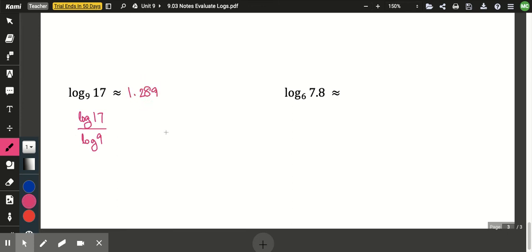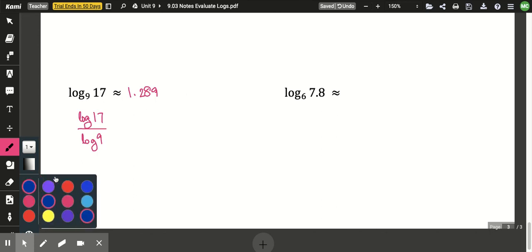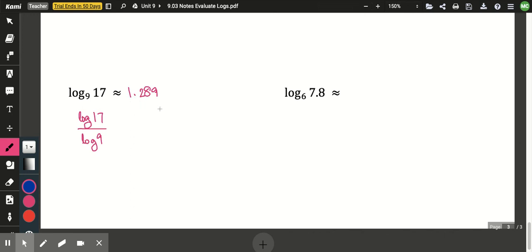1.289. And I just want to make sure that this answer makes sense here. So if I were trying to evaluate that without a calculator, I'd be saying 9 to what power is 17? And 9 to the first power is 9. 9 to the second power is 81. I want 9 to a power to be 17, so that means my answer would have to be between 1 and 2. And that's what the calculator said.